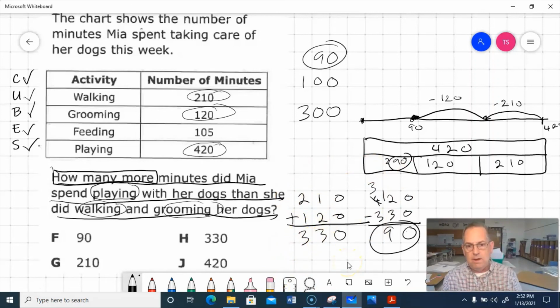So the answer that we came up with was F, which was 90 minutes. If we look at some of our other answer choices right here, I have 330, and that would be the sum of the time that she spent walking and grooming her dog, which is not the correct amount. And 210 was the amount of time that she spent walking her dog, and 420 was the total amount of time that she spent playing with her dog. But 90 was the right answer.